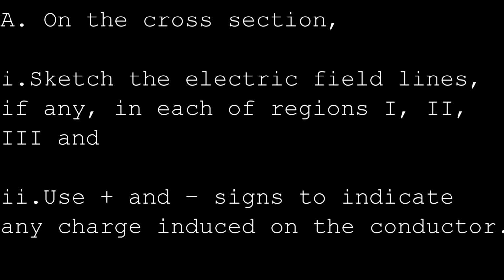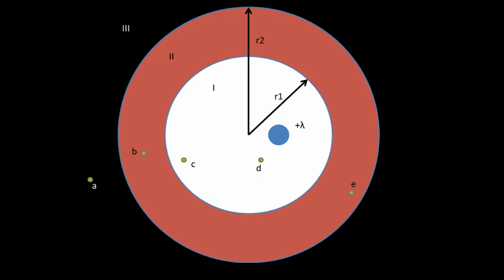Part A asks us, on the cross-section which will be shown, to sketch the electric field lines, if any, in each of the regions 1, 2, and 3, and then use plus and minus signs to indicate any charge induced on the conductor. First, we see the figure drawn for part A, where we have a charge of plus lambda just off-center within a ring of charge itself.